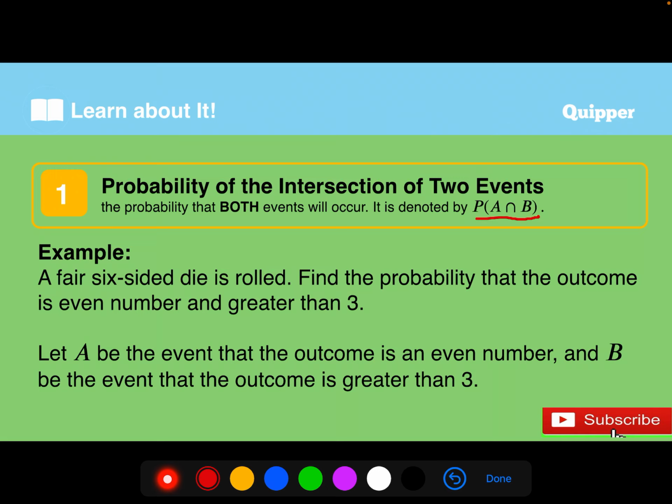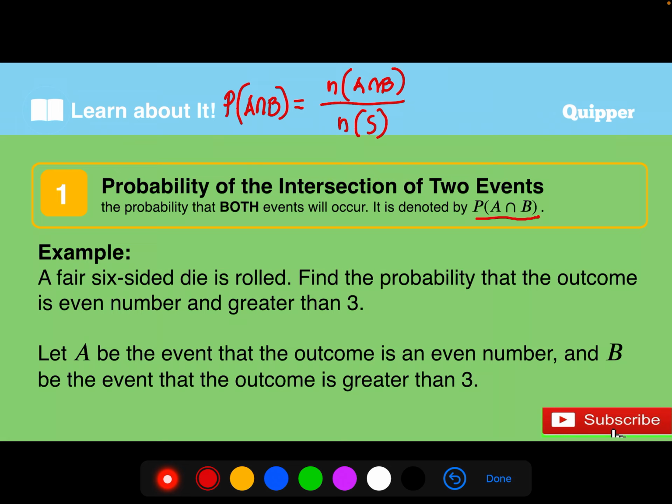The formula for finding the probability of the intersection of two events is P of A intersection B is equal to the cardinality of A intersection B over the cardinality of the sample space. Cardinality is all about the number of elements in a set.